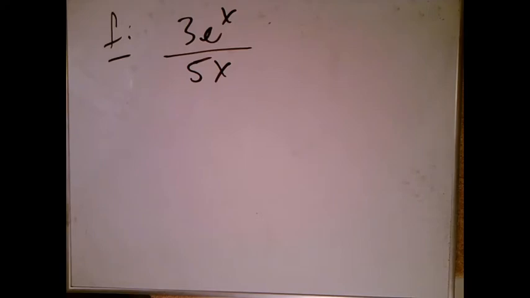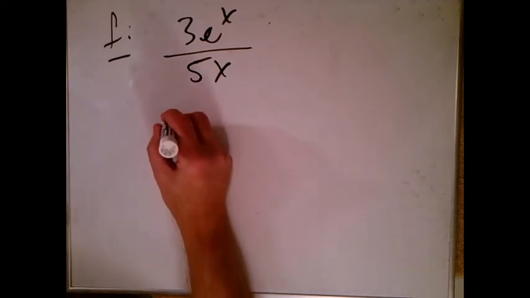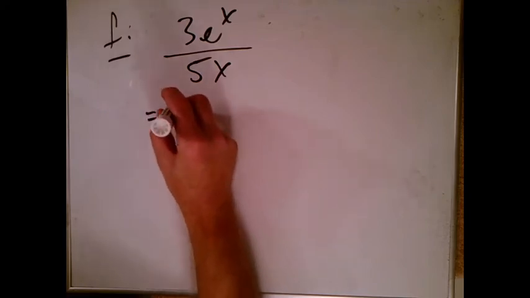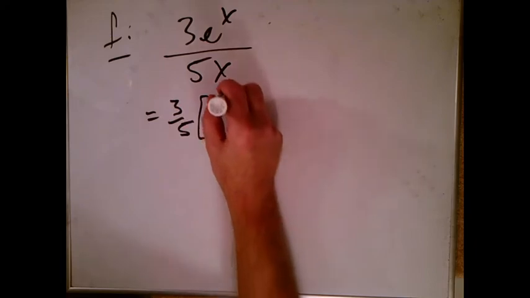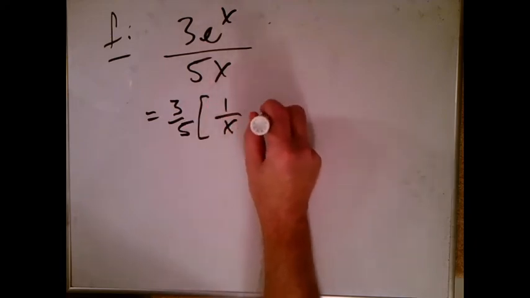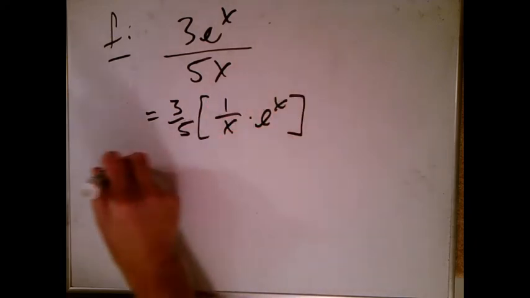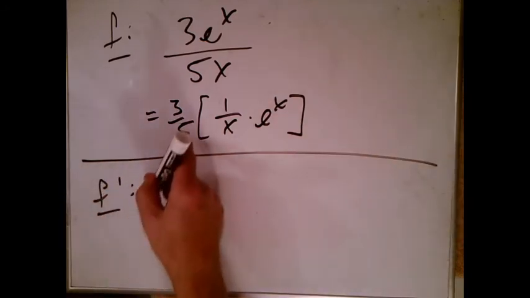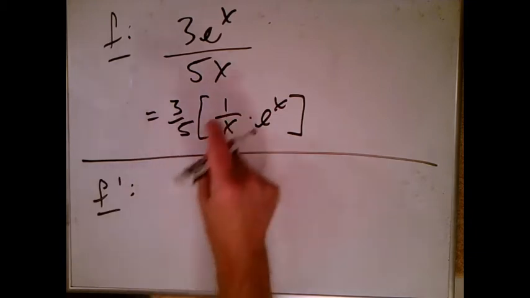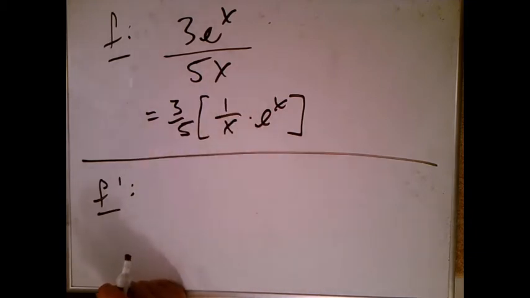Welcome back. Now I warned there was going to be a little bit of rewriting, so let me rewrite first. I'm going to pull the 3/5 out, and then I'm going to rewrite the inside as 1 over x times e to the x. Now why would I do that? Well, for the following reason. Yes, coefficients go along for the ride. 1 over x is something I took the derivative of. You took the derivative of at least twice, right? And it's on our page.